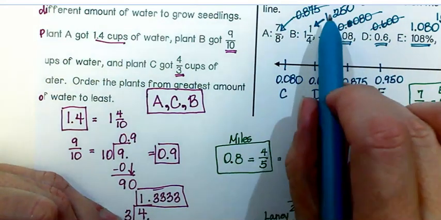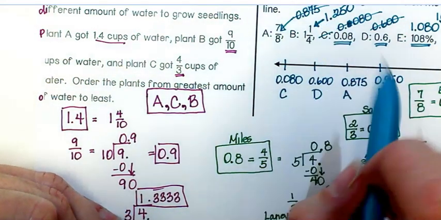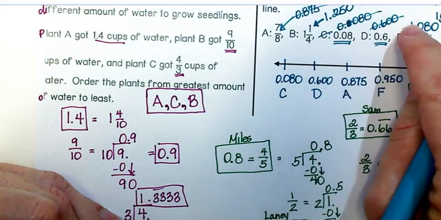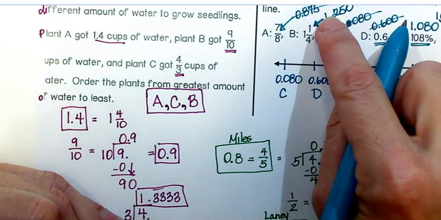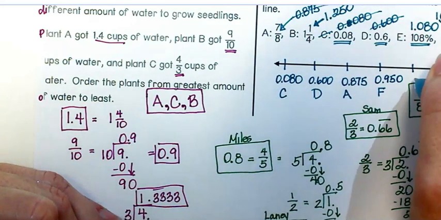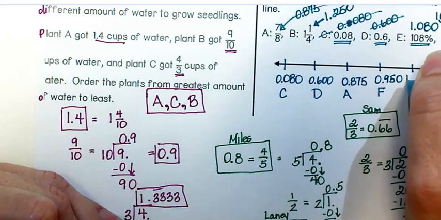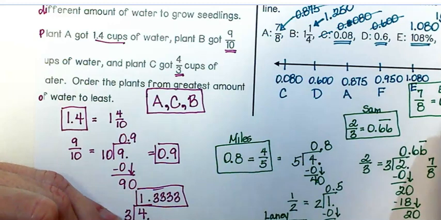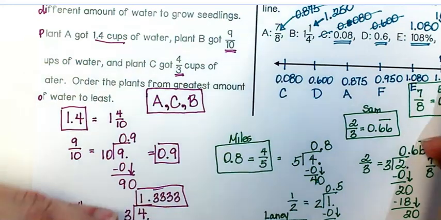Okay, then I look at the ones that have a 1, and I need the next smallest. So a 1 in the ones place, but look at the tenths place. This has got a 2, this has got a 0. So this one is smaller than this one. This is 1.080. That's E. And then out here, biggest is 1.250, and that is B. I'm running out of room. Okay.